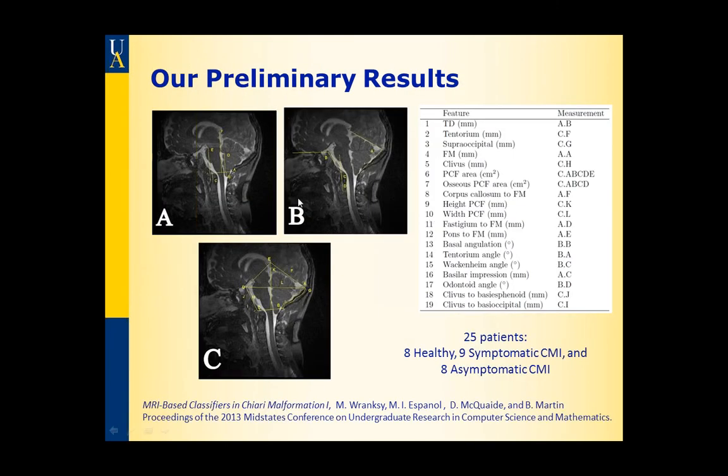Here, this image was made by Daniel McQuaid during last summer at the Chiari Research Center. The data we use has 25 patients: 8 healthy, 9 symptomatic patients, and 8 asymptomatic.